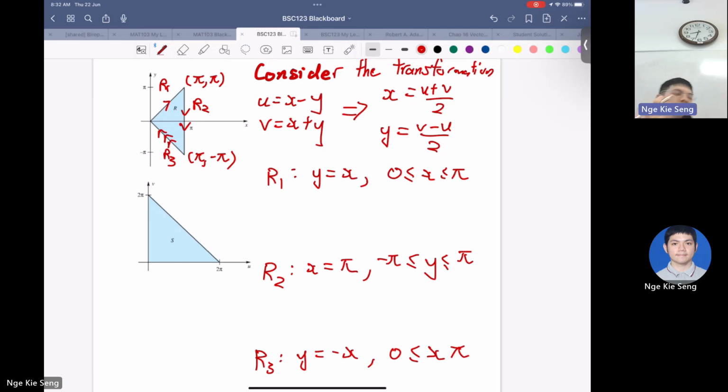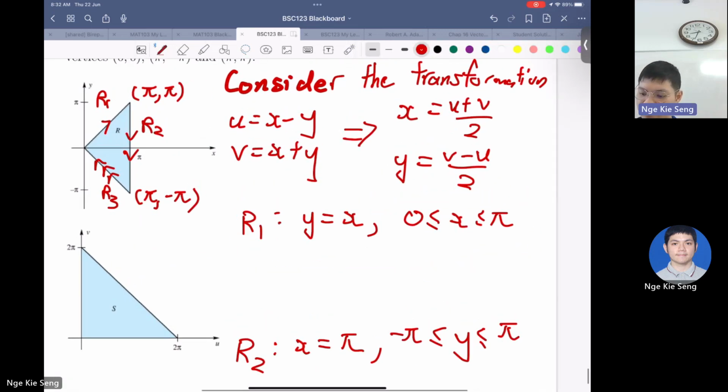So we need to see how these 3 lines get mapped over using our new variables here. So which one is easier? Okay, let's look at R1 first. We'll look at them one by one. What happened to R1? On this line, what is my u?